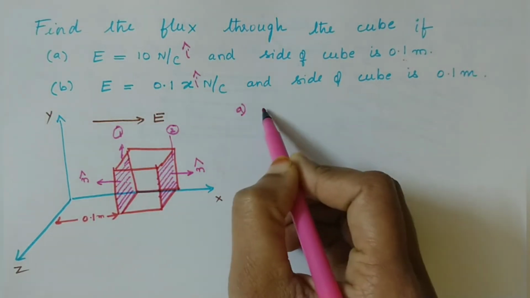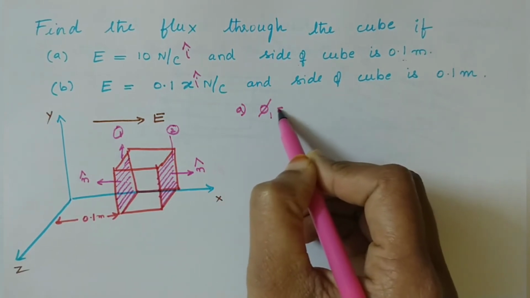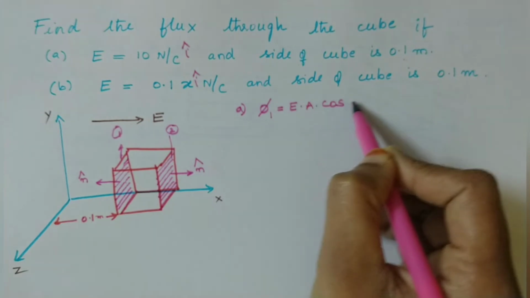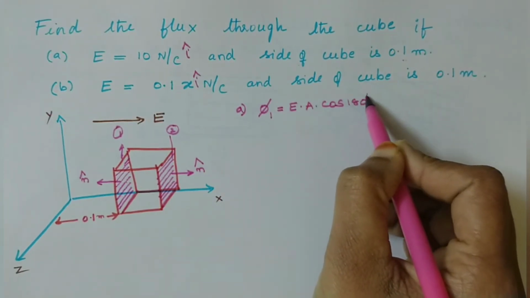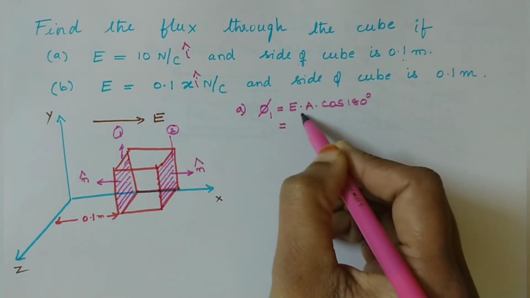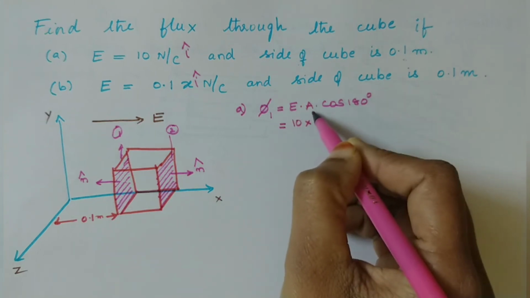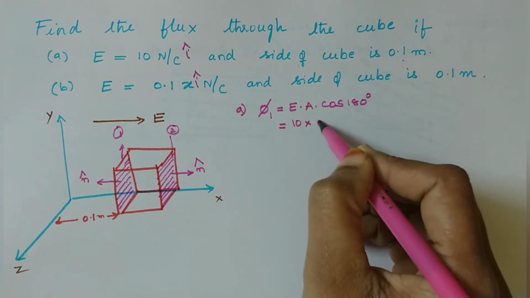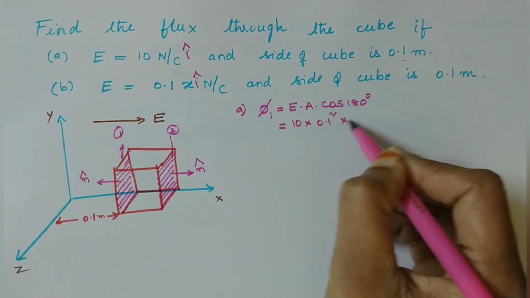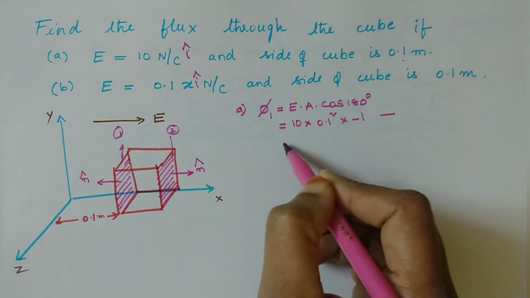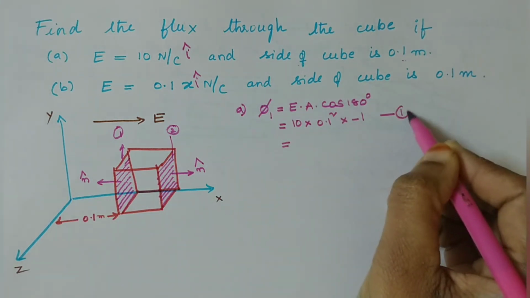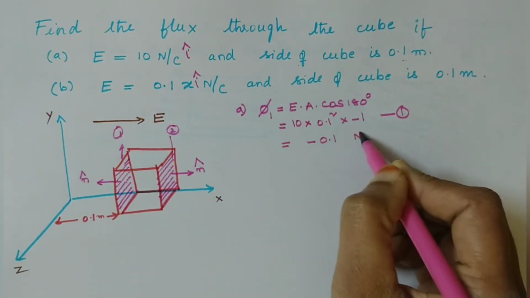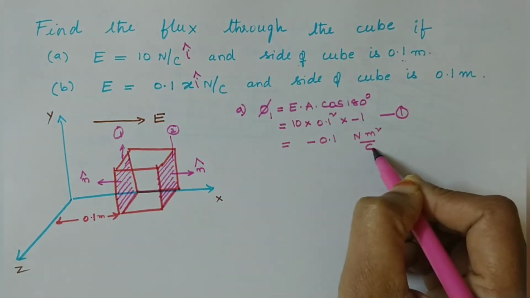So this is the direction of area vector and this is the direction of area vector. For part A, flux through first surface is E into A into cos 180. E is 10. Area of this surface is 0.1 into 0.1, that is 0.1 square. Cos 180 is minus 1. That comes out to be, call this equation 1, minus 0.1 Newton meter square per coulomb.